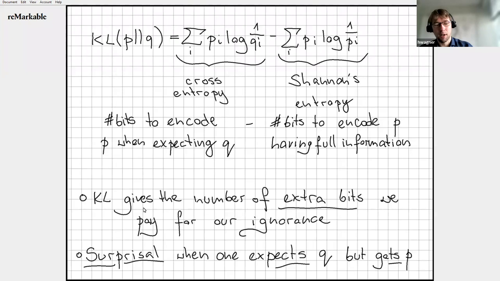Another way of thinking about it is that KL expresses the surprisal, which happens when one would expect events coming from Q, but gets events coming from P. So to some extent, this hopefully starts explaining the title of the talk, because the surprisal is something we'll use inside our topological constructions, in particular inside the Vietoris-Rips filtration.